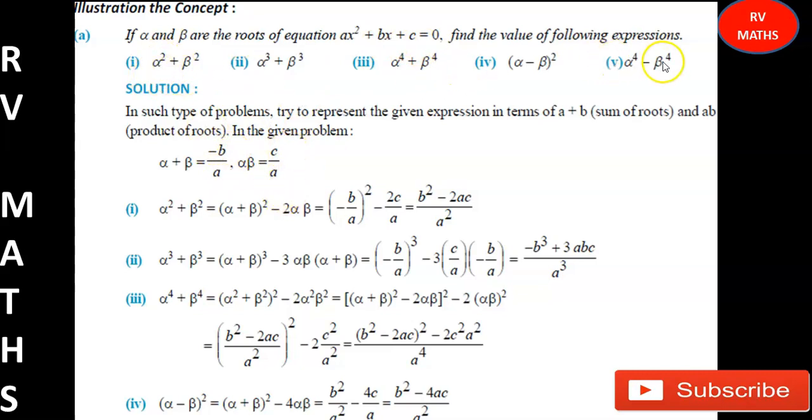Now, under these 5 subdivisions, you are asked to find alpha square plus beta square, alpha cube plus beta cube, alpha power 4 plus beta power 4, alpha minus beta whole square, and alpha power 4 minus beta power 4. All these subdivisions can be done using only these two results.